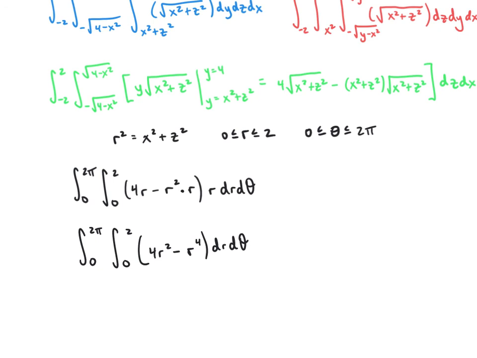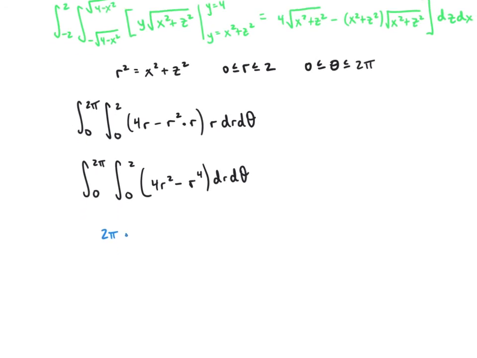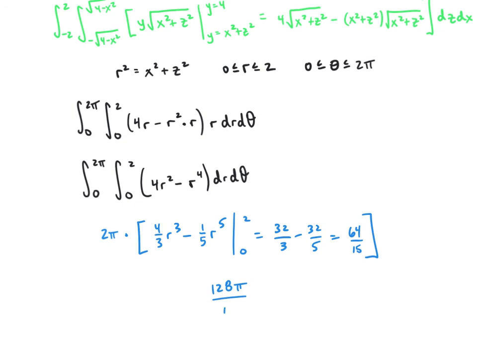Okay, well, we know that we can take that 0 to 2 pi. We've done this a bunch of times, so I'm not going to get into that too much. We did that in 12.4 a whole lot. So we have 0 to 2 pi of d theta, that's just 2 pi, times the antiderivative, so 4/3 r cubed minus 1/5 r to the fifth from 0 to 2. That gives us 32 over 3 minus 32 over 5. And I'm just simplifying with a calculator to get 64 over 15. So then if you take that multiplied by 2 pi, you get 128 pi over 15, and that is finally it for this one.